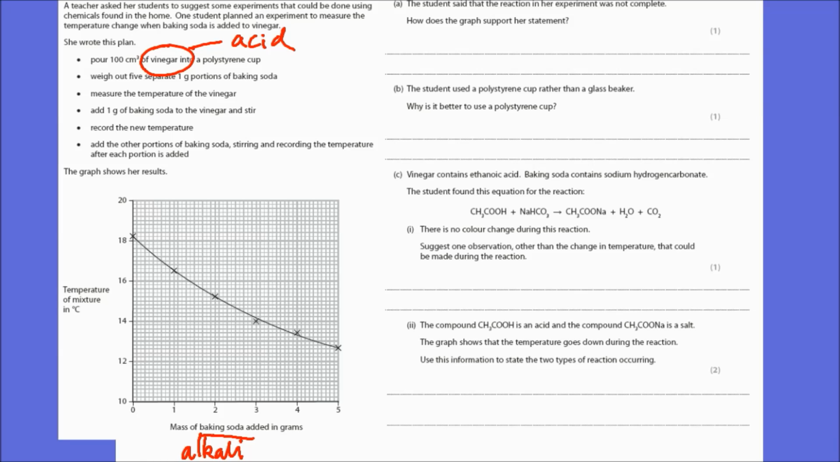The first question on the exam is, how do you know it's not complete? So how does the graph support this statement? You can see that the graph is still going down, it hasn't plateaued. If the reaction had finished, it would hopefully have plateaued, the temperature would have stopped decreasing. So the answer to that question is the curve is still falling.